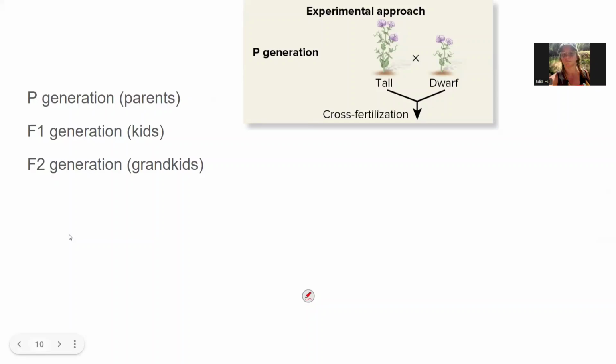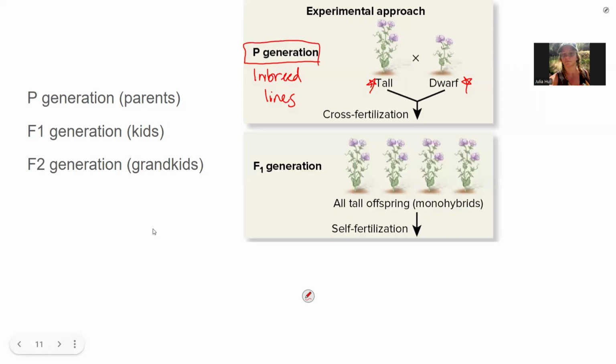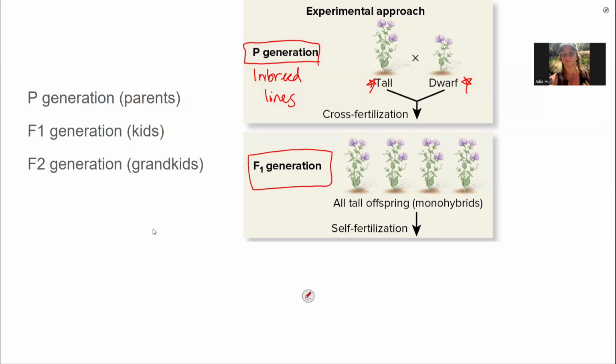So let's talk about Greg's experiment. What he did is he took these inbred lines and he bred them with each other. Okay. And we're going to call this the parental generation, the P generation. And the resulting offspring, we're going to call the F1 generation. And what Greg noticed was when he used this cross fertilization technique on the parents, all of the offspring ended up being tall.